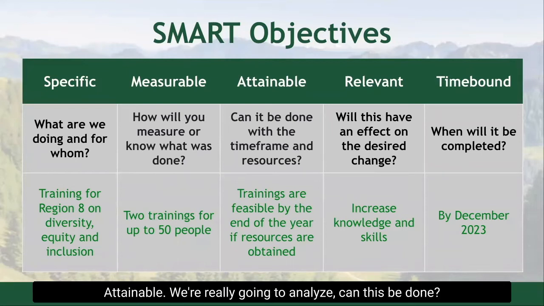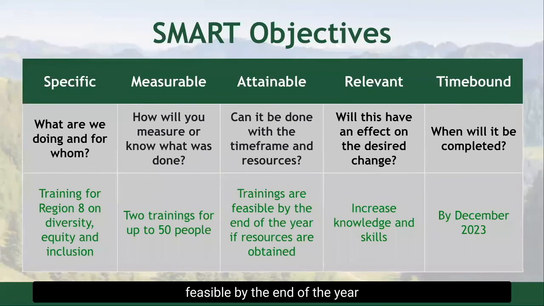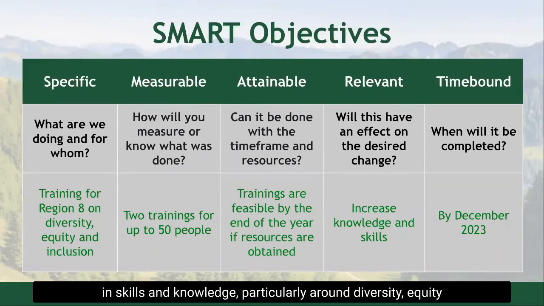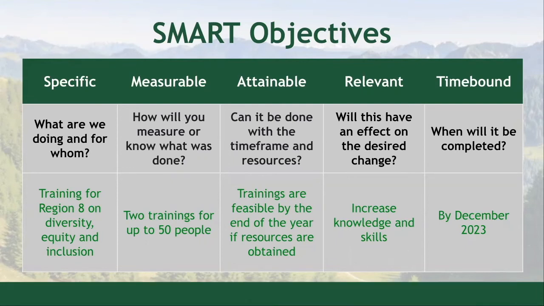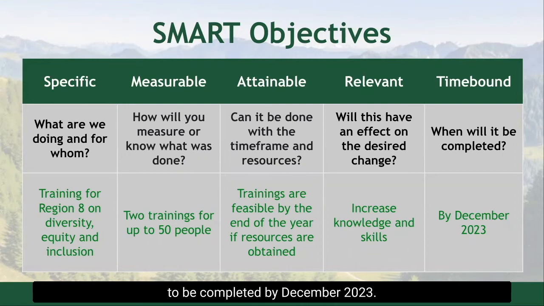Attainable, we're really going to analyze, can this be done? So we're going to say, yep, trainings are feasible by the end of the year if resources are obtained. Is this relevant? Will this have an effect on the desired change? What we'd like to see is an increase in skills and knowledge, particularly around diversity, equity, and inclusion under our specific part. And then time bound, when will it be completed? So we're going to look for this to be completed by December 2023.